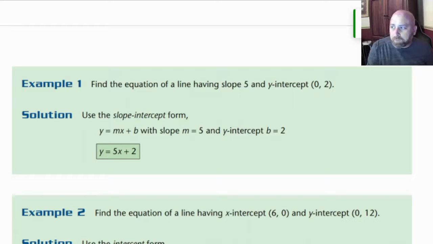218, got some different stuff going on here. Find the equation of a line having a slope of 5 and an intercept of 2. The idea here is, what form makes the most sense? Well, in this one, it's just put it into slope intercept form. Sometimes they're going to tell you what form your answer needs to be in. Other times, you're just going to put it in the easiest one for you.